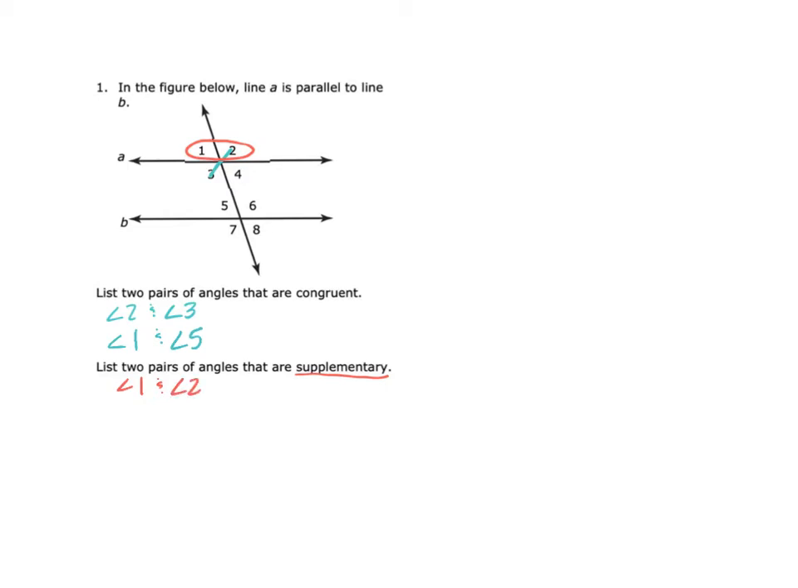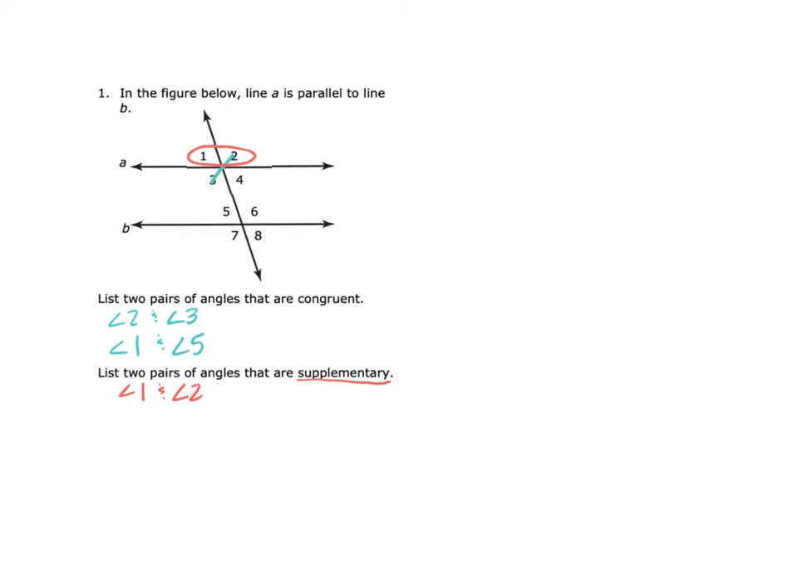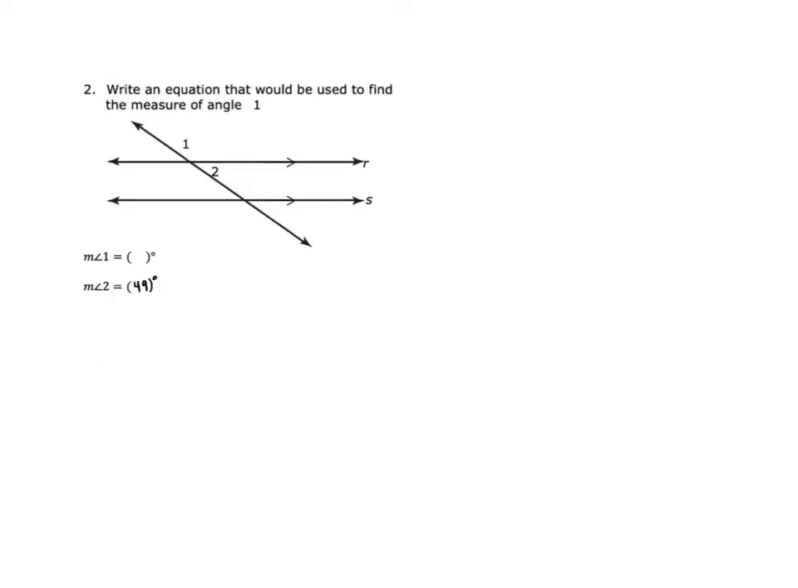Again, we can think about dragging this top part to the bottom, and we could say that angle 1 and angle 6 are supplementary because angle 2 and angle 6 are congruent. So there are a lot of different possibilities for this first answer.